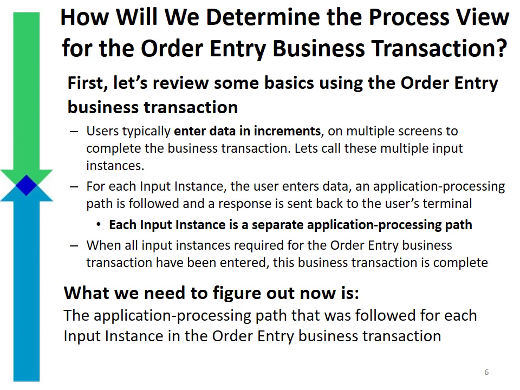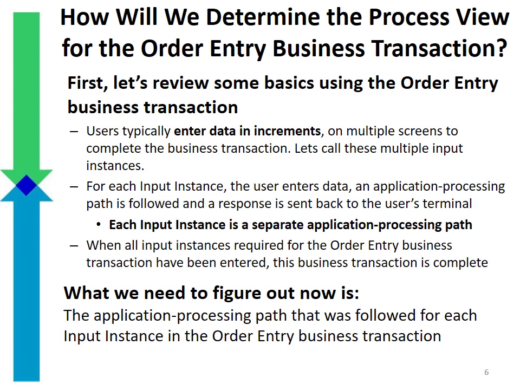Before we can answer this question, we first need to review some basics. When we look at how any online business transaction is entered, we find that users typically enter data in increments on multiple screens. These multiple input instances are needed to complete the business transaction, and each input instance has its own separate application processing path. For example, on the first screen, the user might type in an account number, hit enter, application processing takes place, and a screen is returned. This is the application processing path for the first input instance.